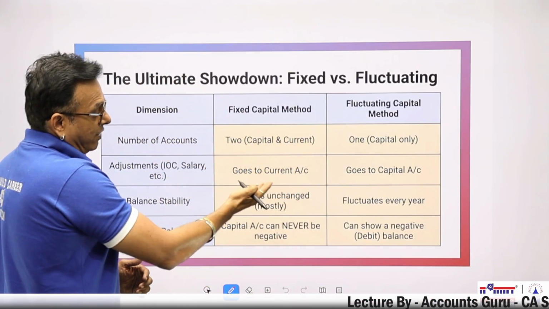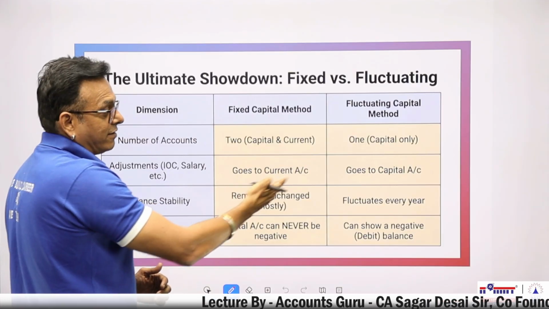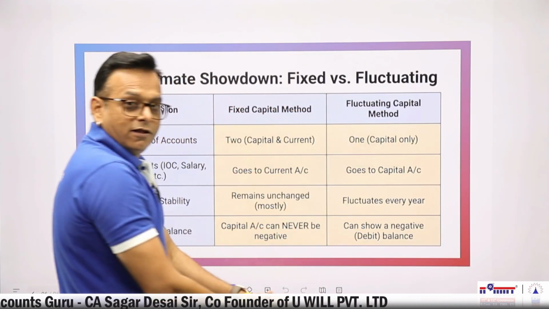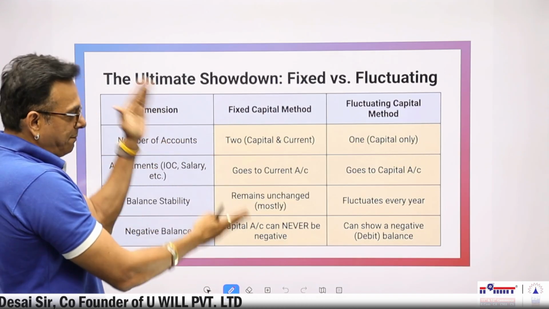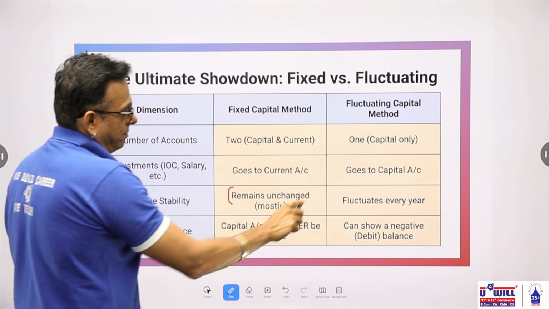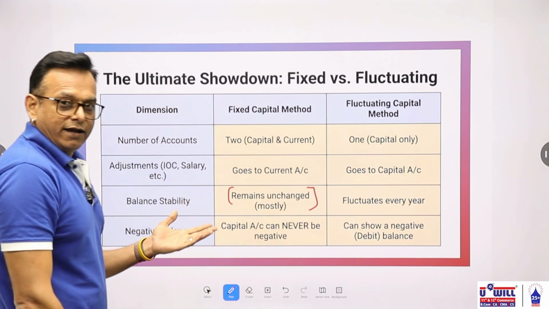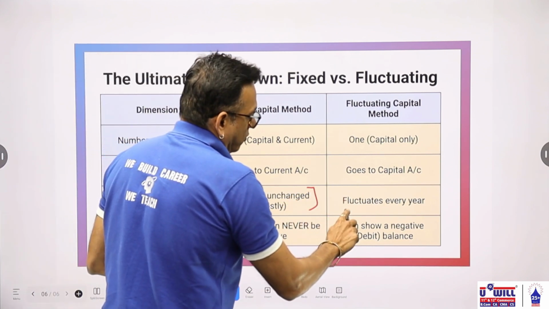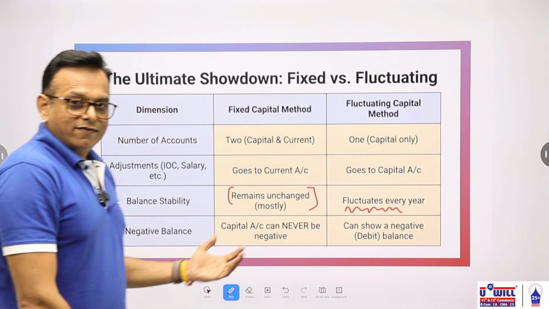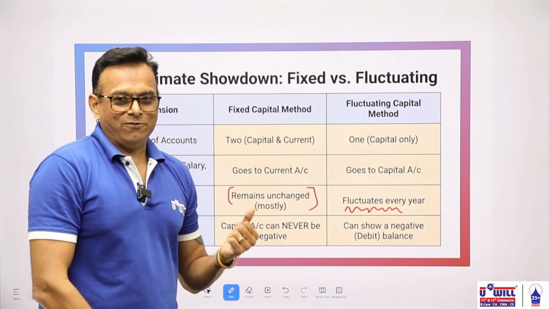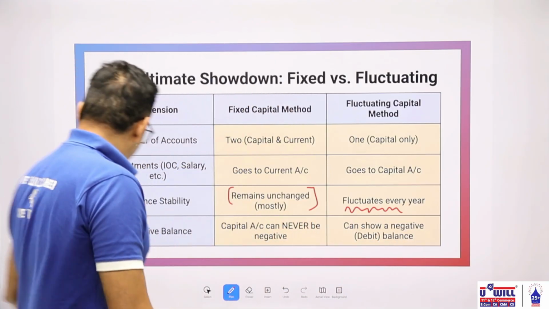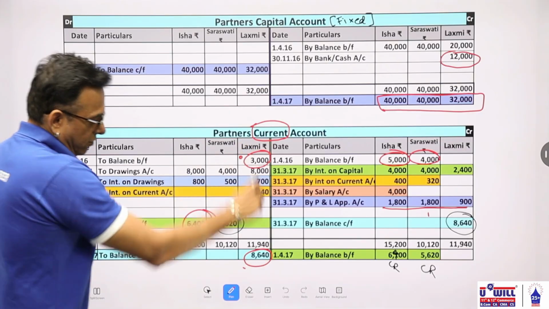Here all the adjustments go to current account in fixed capital method. Here it goes to capital account. So here everything is capital, capital, capital, and here we segregate capital and current. Balance stability: here capital account remains unchanged mostly, but here the capital account keeps on fluctuating every year. Negative balance: capital can never be negative, but here it can show a negative or a debit balance. We have seen this over here, the debit balance of Lakshmi.